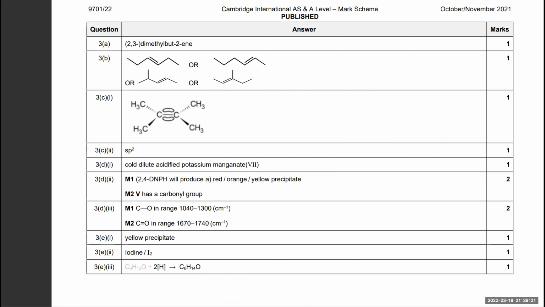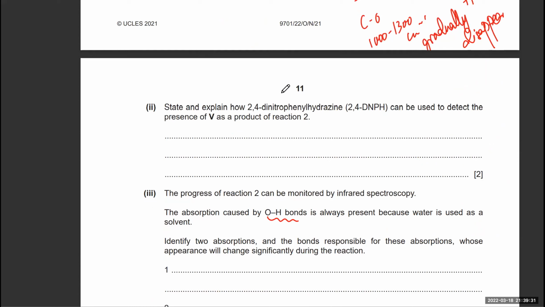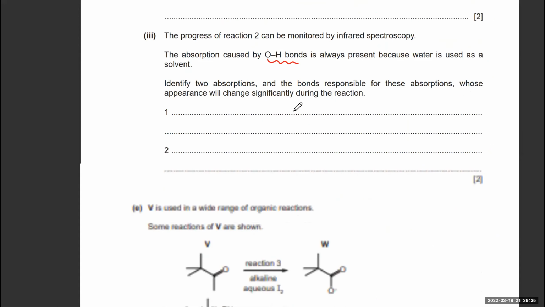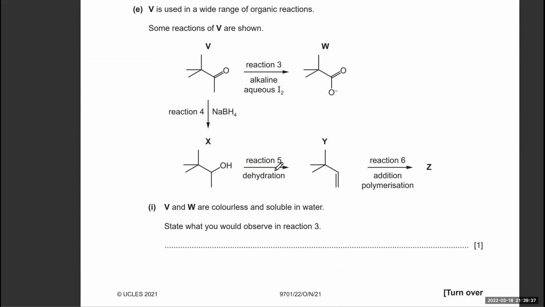And we can have a look at the next part. So he's talking about the same ones, the two absorptions over here. And then what else do we have in this question? We've got: explain how 2,4-DNPH can be used to detect the presence of V. We already did that. We did this part as well. We're on this part now.